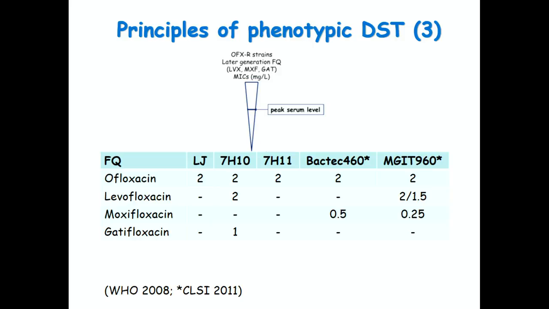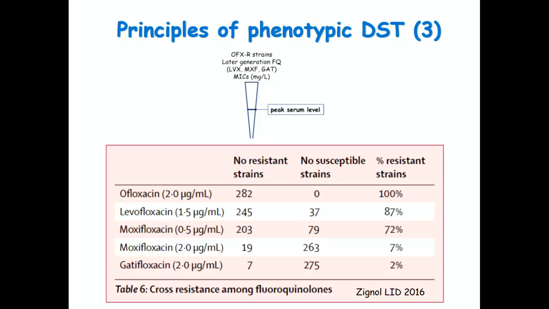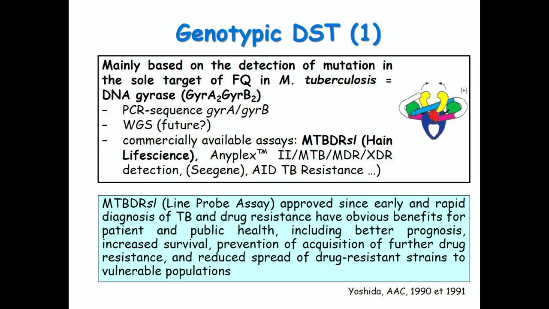But since we now know that among ofloxacin-resistant strains, MICs for later generation fluoroquinolones, Levo, Moxi, and gatifloxacin varied, some of them being below the peak serum level of this fluoroquinolone, WHO finally proposed 2 different critical concentrations, 0.5 and 2 for Levo and Moxifloxacin. And as you can see in this study performed in 6 different countries, among ofloxacin-resistant strains, a low number of strains are highly resistant to later generation fluoroquinolones.